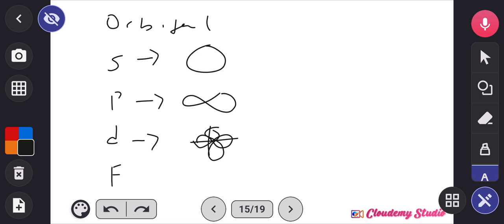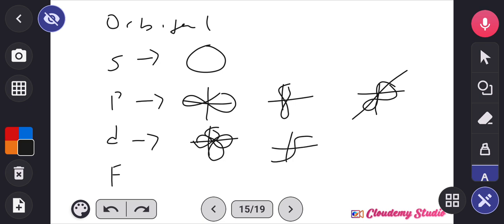For this P, we can have PX, we can have PY, we can have PZ. For this D, we can have the XY, the ZY, and other stuff like that. We have something like this. We can have something like this. So it is double dumbbell. This is dumbbell shaped, and this is double dumbbell shape.